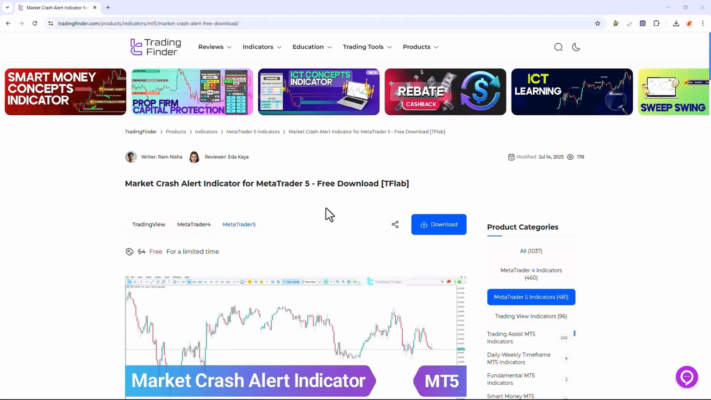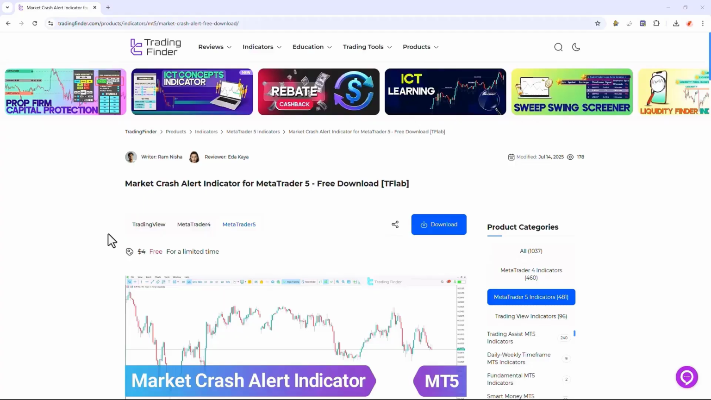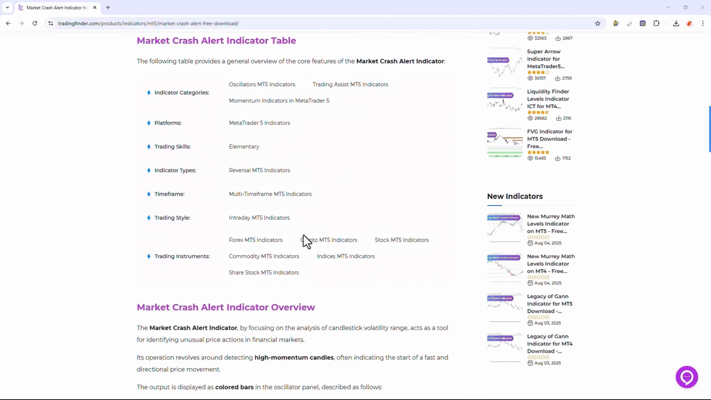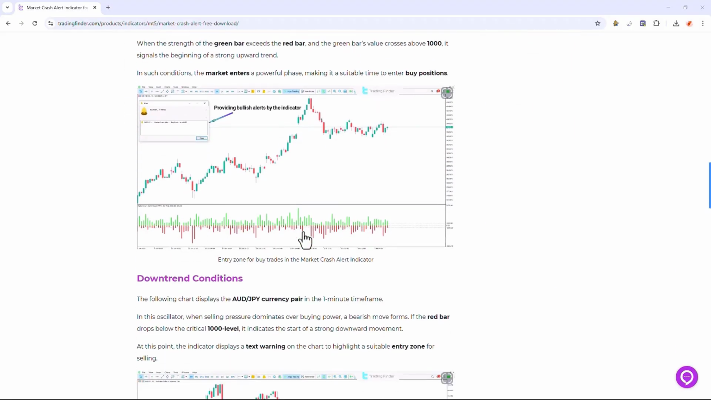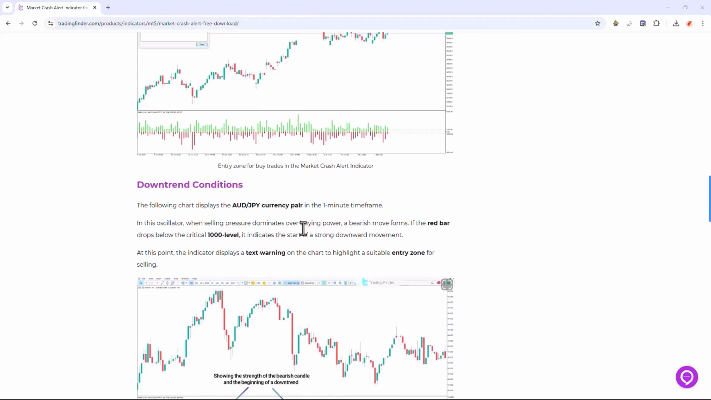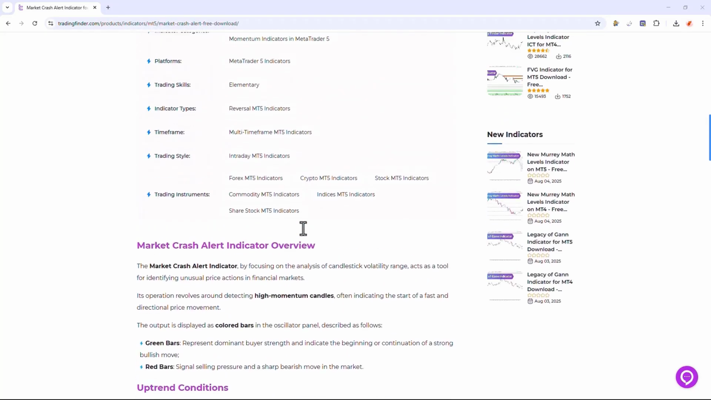The Market Crash Alert Indicator, which is available for various platforms on the TradingFinder website. From this section, you can download the indicator file for MetaTrader 4 and MetaTrader 5 platforms and run it on your chart. Additionally, traders can read this page to learn about how the indicator works and its functionality.